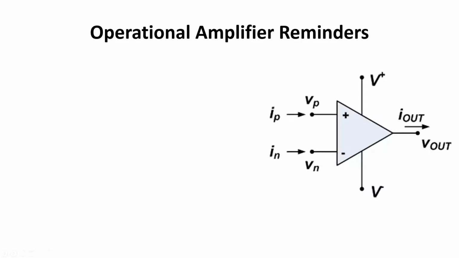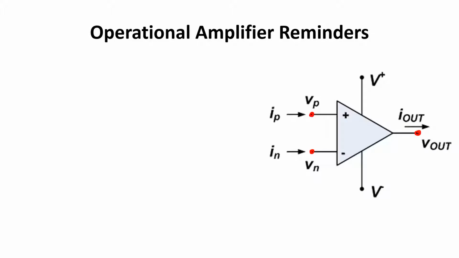First, let's briefly go over the rules that we use to analyze operational amplifier behavior. The op-amp circuit schematic symbol is shown here. Op-amps typically have 5 or more terminals. The op-amp has 2 inputs, here, and one output here.